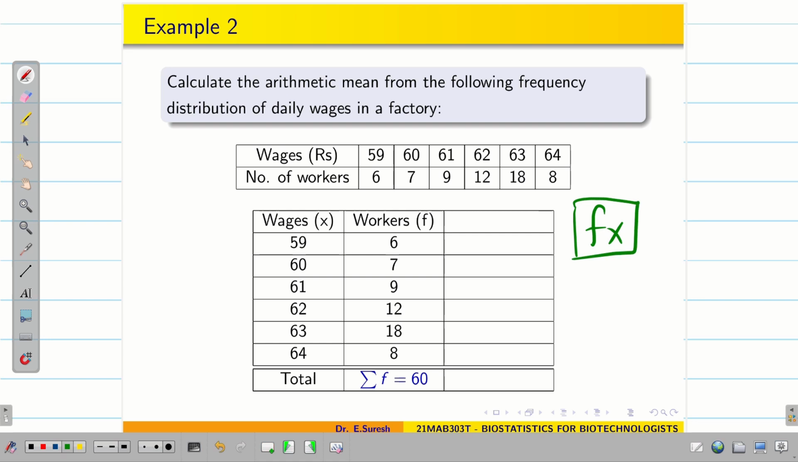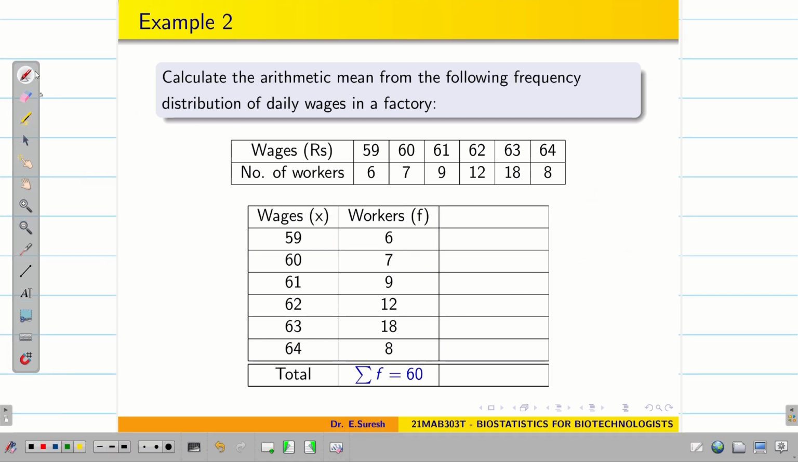But one small problem, my table has X value first and F value next. So in my calculator, I am going to program like this. First I will enter X, then I will enter F. So it is very easy for me to enter X and F values one by one without errors. Here you may ask a question, sir, X into F or F into X, both are same.